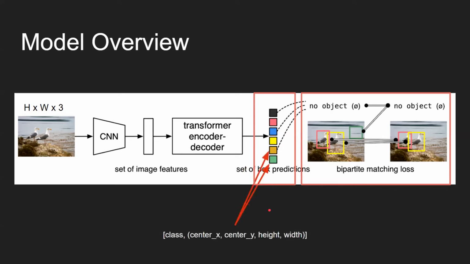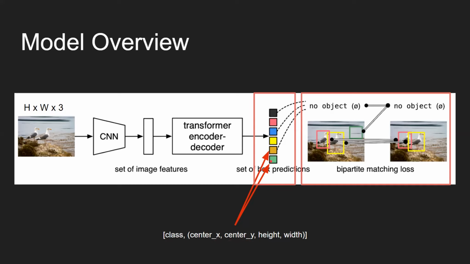Our input is just a regular RGB image, and it's going to be input to a CNN with a removed classification layer. And so the output of that is a set of image features that we're going to change the dimensionality of so that it can be input to this transformer here. So the output of our transformer is this set of box predictions that contain a class and the box coordinates.